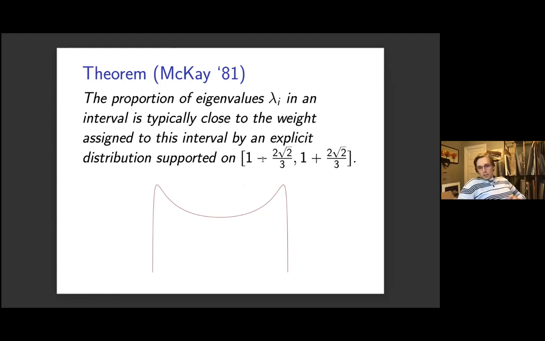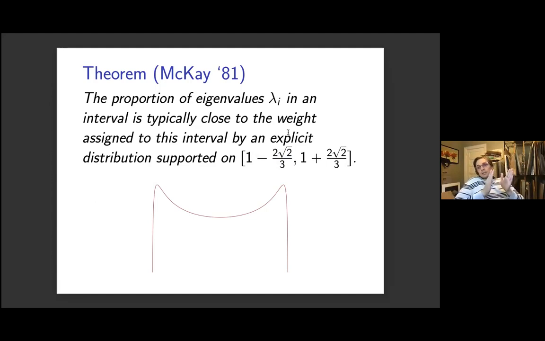And it's supported on this interval. This number 1 minus 2 square root 2 over 3, that's a small positive number. So it's quite interesting that the support does not include 0. So the spectrum lambda 0 is at 0, and all you know a priori is lambda 1 is bigger than that if it's connected. But the support doesn't include that. But what does this mean? So the proportion of eigenvalues, so that means you fix some interval and you count the number of eigenvalues in that, and then there are V eigenvalues total.